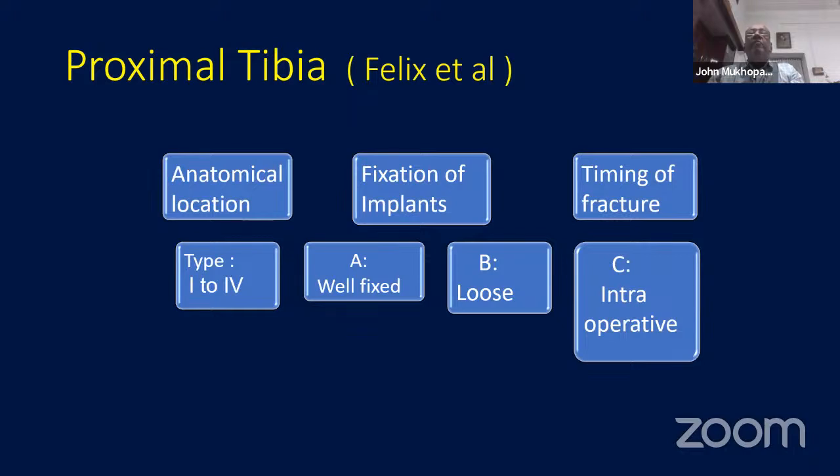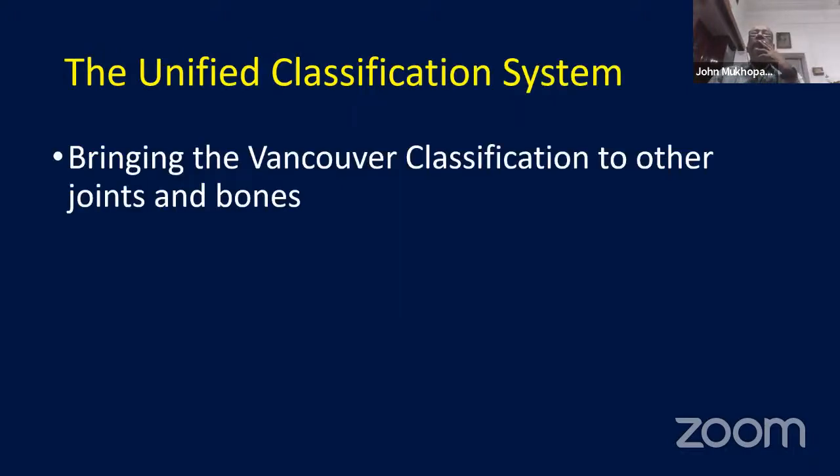You also had a separate classification for a proximal tibial fracture around a total knee replacement. The one most commonly used was that by Felix et al., which looked at the anatomical location of the fracture, the fixation of the implants, and the timing of the fracture. So whether this took place intraoperative or postoperative.